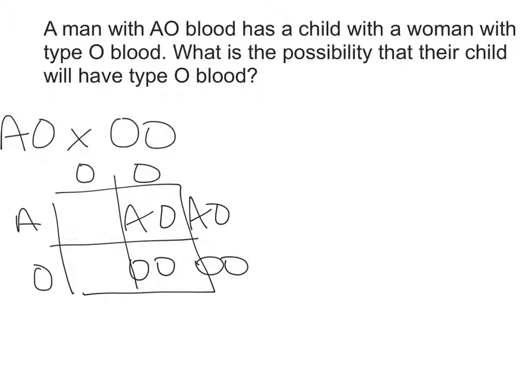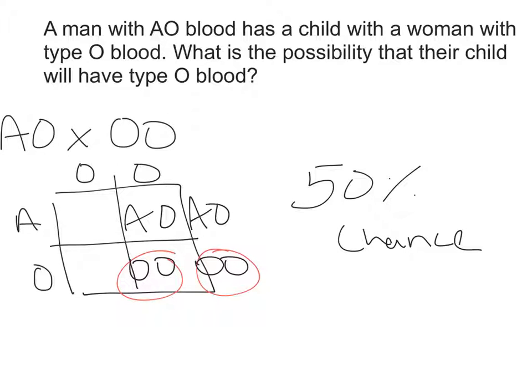Next, we go back to the question and actually answer what is asked. What is the possibility that their child will have blood type O? We look at the genotypes in our Punnett square. We see that there are 2 boxes with OO, which means that there's a 50% chance of the child having type O blood.